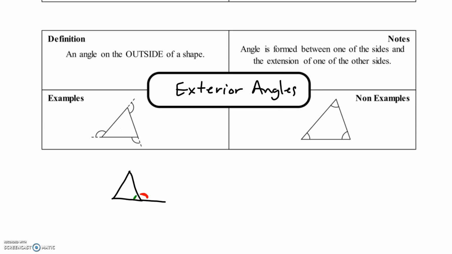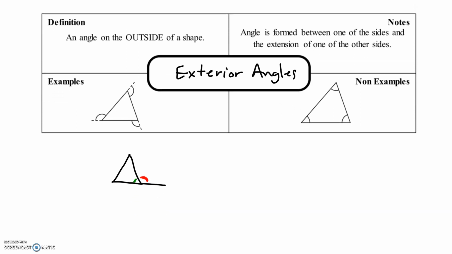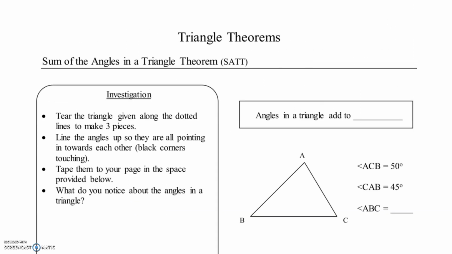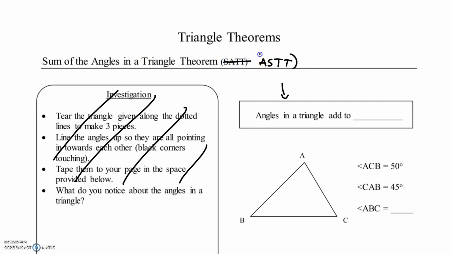All right, so those are all the words I want you to be familiar with. We're going to skip some of the stuff in this lesson. So we're going to skip the investigation here, and we're going to go to just looking at the theorem, the definition. It says the sum of the angles in a triangle. Now they have SATT as the acronym. I actually like to use ASTT, so that's what we're going to be using, and it stands for angle sum of a triangle theorem.